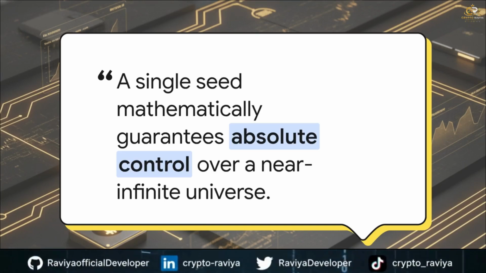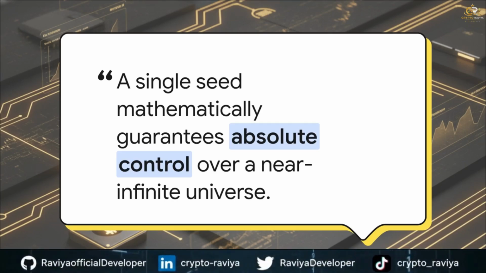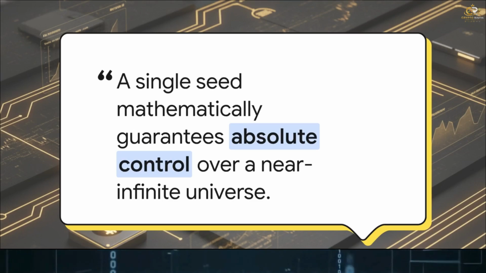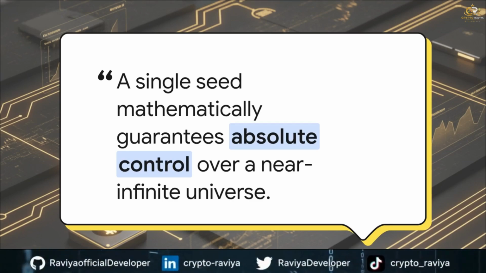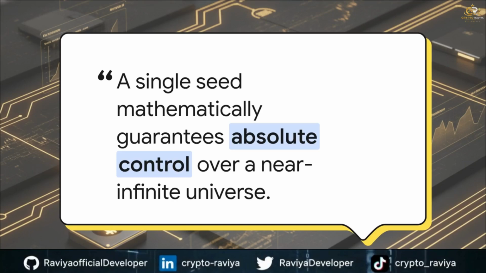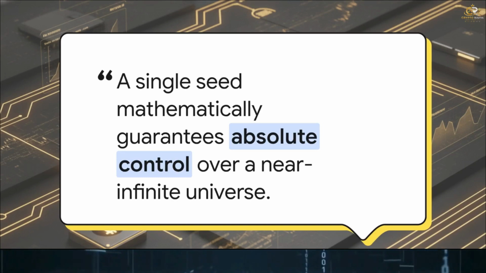Which leaves us with a fascinating question to ponder as we wrap up this explainer. If 12 simple words can now hold the wealth of a nation and make traditional banks entirely optional, how is this kind of mathematical sovereignty going to reshape the global balance of power?